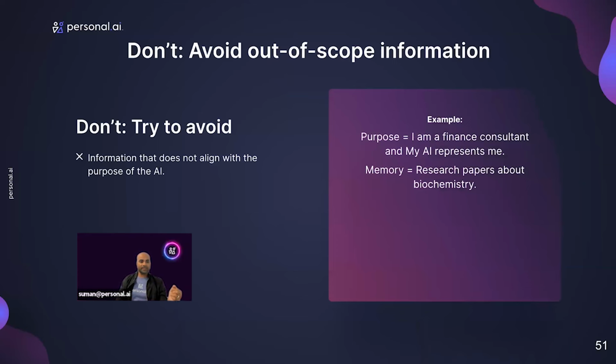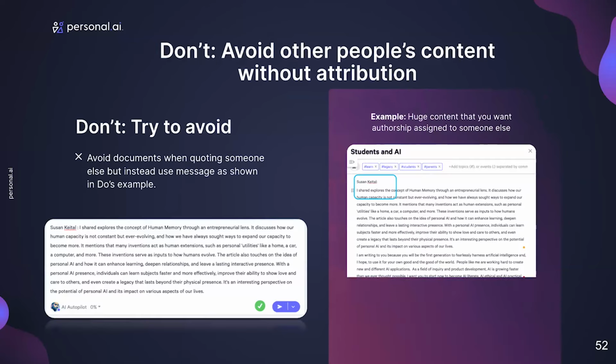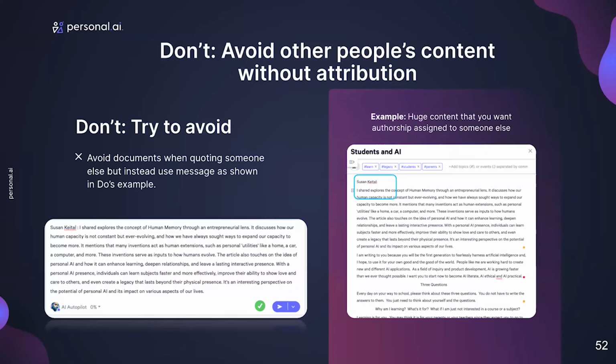What to avoid? Avoid information that doesn't fit with the purpose because it basically confuses the model and you will have not so good results. For example, if your purpose is to represent a finance consultant but your memory has research papers from biochemistry, it does confuse the model. So set the purpose and stick to it. If you have a second purpose, create a second persona or create a second AI.